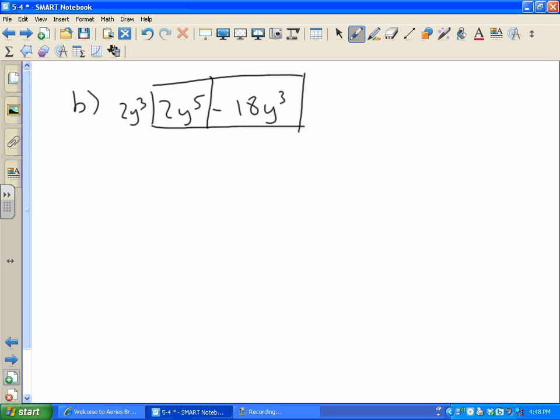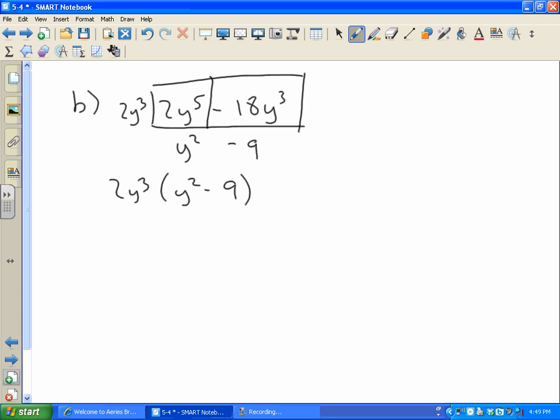And I'm going to divide out below here. So that's going to give us y squared minus 9. Remember, we can multiply together. Yesterday we learned how to multiply these two things together. 2y cubed times y squared is 2y to the 5th. 2y cubed times negative 9 is negative 18y cubed. Goes in, comes back out. So now my factor is 2y cubed times y squared minus 9.